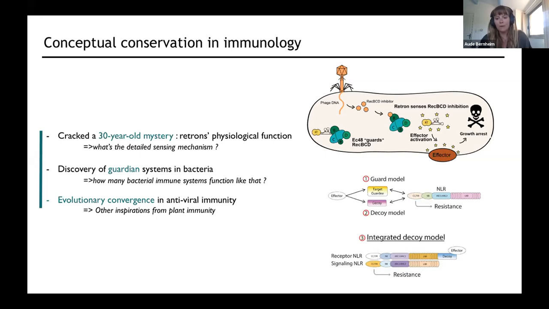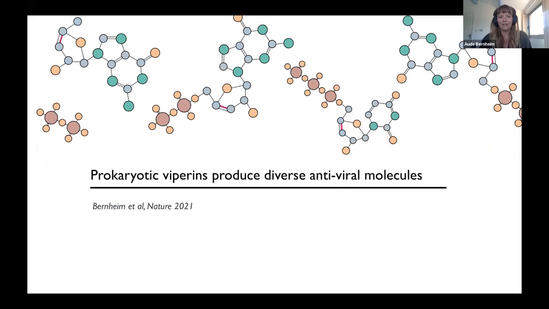And second, the plant immune field has many other developments based on the guard model, like the decoy model, the integrated decoy and everything. And so somehow we can also get inspired and try to see if these strategies also exist in the prokaryotic world. And it's fascinating to see this evolutionary convergence in antiviral immunity across domains of life. So that was the first story, and I will switch to something quite different, and I will talk about viperins.